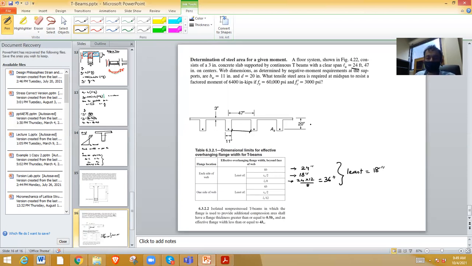So what is our effective beam? You have the 11-inch width here, and then on each side you have 18, 18. So that means it is just 36 plus 11, 47. So it comes out the same as center to center. In this case, because they are not so far away, center to center is the governing case. If they are very far, then it will be something else.